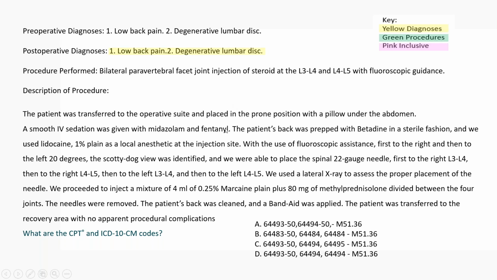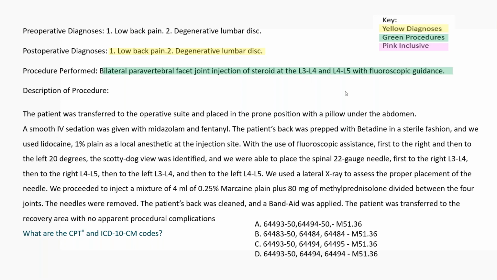Post-operative diagnosis, we have low back pain, degenerative lumbar disc, and the procedure performed is a bilateral paravertebral facet joint injection of steroid at the levels L3-L4 and L4-L5 with fluoroscopic guidance. So I would like to bring your attention over here: we have two levels only, L3-L4 and L4-L5.